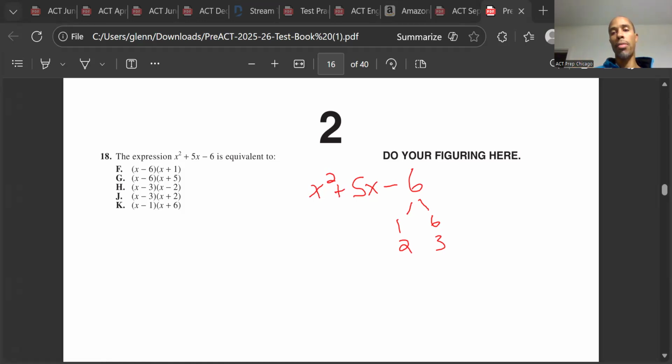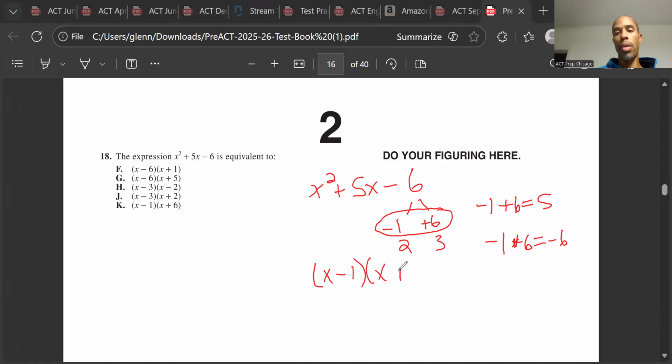And because we want to get positive 5 when we add the two, we can't do 3 plus 2, because 3 plus 2 is 5, but positive 2 times positive 3 would not be negative 6, it would be positive 6. So we have to do positive 6 and negative 1. Because what? Because negative 1 plus 6 is equal to positive 5. That's our middle term. And negative 1 times 6 is equal to negative 6. That's our last term, our C term. Okay? So these are the factors we're going to use. And so we factor that to x minus 1 times x plus 6, which would be choice K.